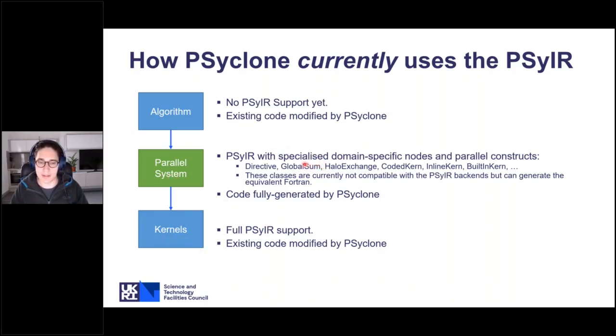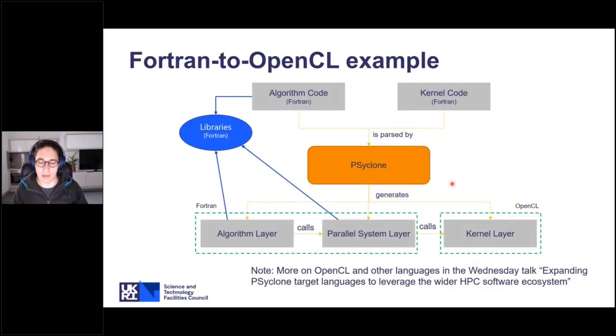In fact, in the parallel systems, we add more concepts into the PSyIR. We add all the parallel concepts like directives, global sums, halo exchanges, and other concepts. And some of these also have specific logic that is domain specific from the DSL where they come from. However, not all of these new classes can be generated using the PSyIR backends. And I will talk a little bit more about this when I speak about OpenCL. I will speak in detail about OpenCL in my talk on Wednesday.